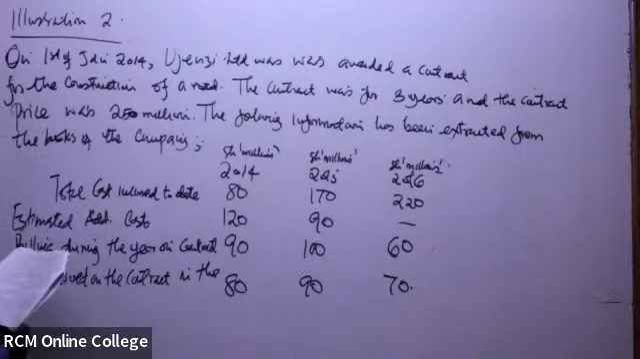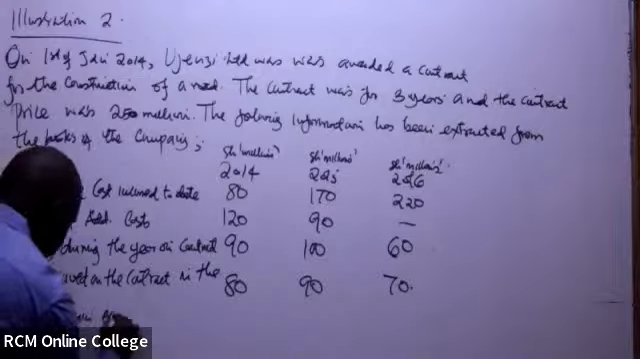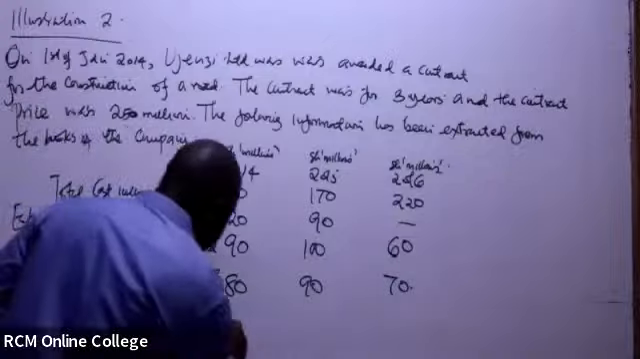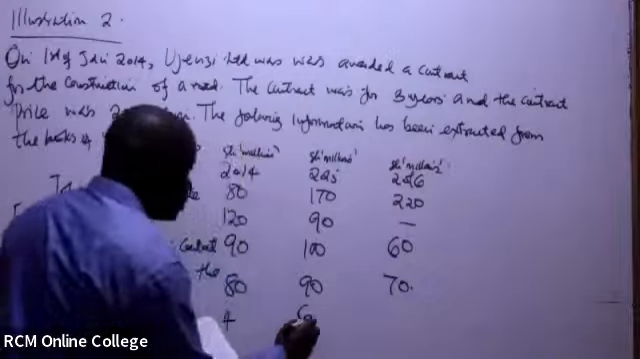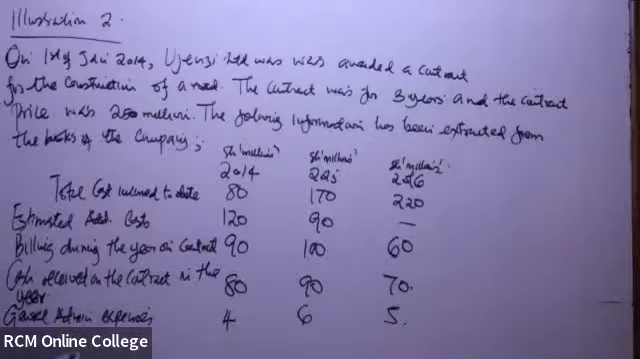Then general admin expenses. It was 4 million, 6 million, and of course 5 million. So we have the cost incurred to date, estimated additional costs, billing during the year, cash received in the year, then general admin expenses.